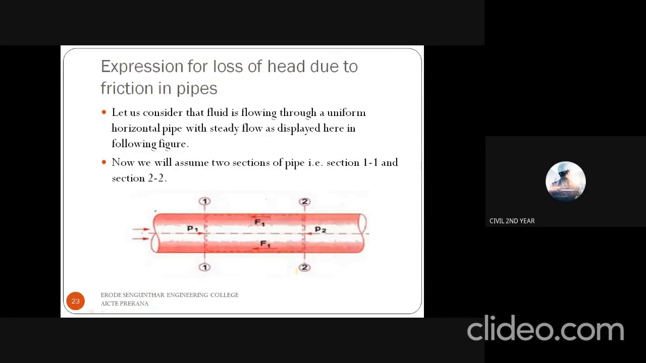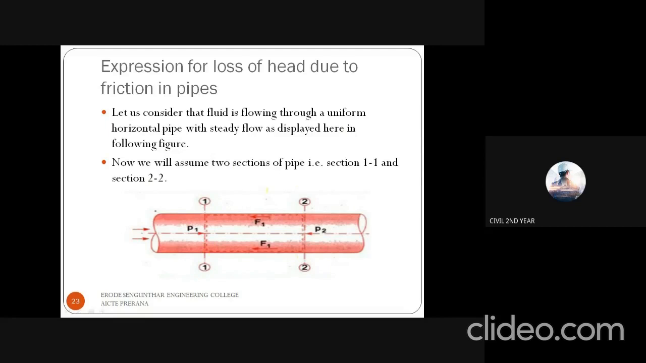So let us consider the expression for loss of head due to friction in pipes. Let us consider that fluid is flowing through a uniform horizontal pipe with steady flow, as displayed here in the following figure. We assume two sections of the pipe, section 1 and section 2.